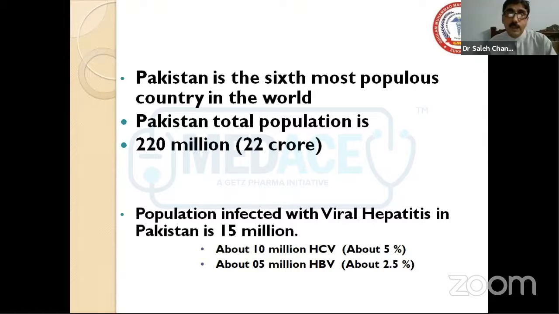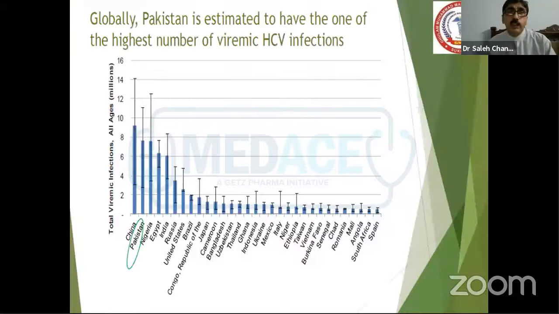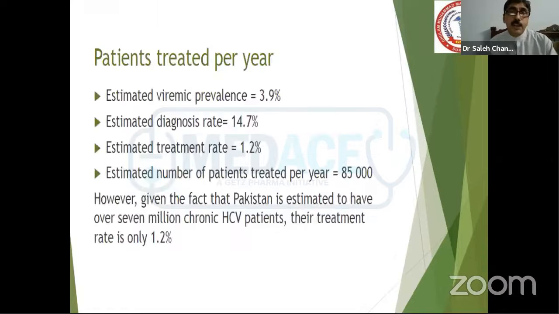Out of which 10 million is hepatitis C and 5 million is hepatitis B. So it is the 6th largest country, but hepatitis-wise, related to hepatitis C, this is the 2nd country in the world having the highest prevalence of hepatitis C after China. Though Indonesia, USA, UK, India are larger countries, the prevalence of hepatitis C is less than Pakistan. Estimated viremic prevalence is about 3.9% and estimated diagnosis rate is just 14.7%.